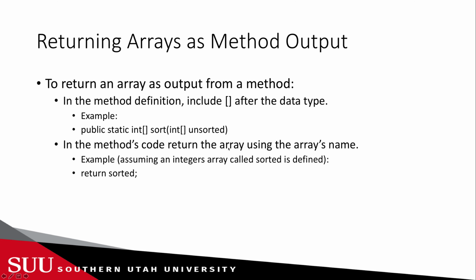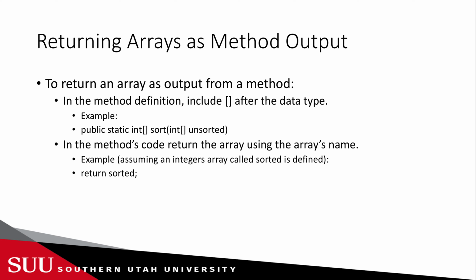In the previous video, we talked about passing arrays as method arguments or inputs. Now, in this video, we want to talk about returning arrays as method output. To return an array as an output from a method, what we need to do in the method definition is to include the square brackets after the data type to say that this is an array that we are returning.